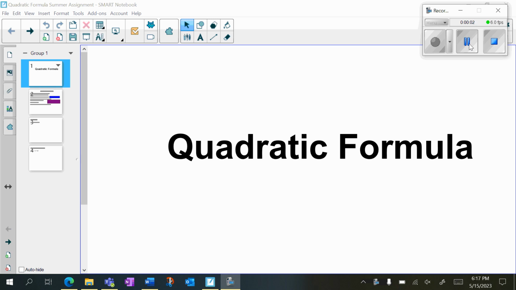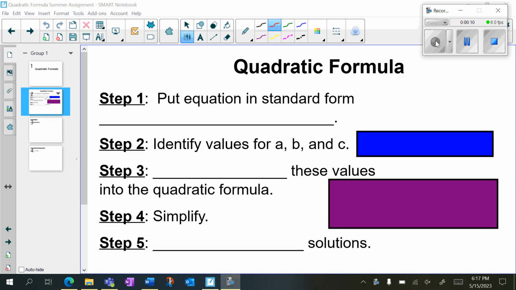Hi everyone, in this video we're going to be using the quadratic formula to solve quadratic equations. In order to use the quadratic formula, we must follow the following 5 steps. Step 1, put the equation in standard form. Remember, standard form is ax squared plus bx plus c is equal to 0.